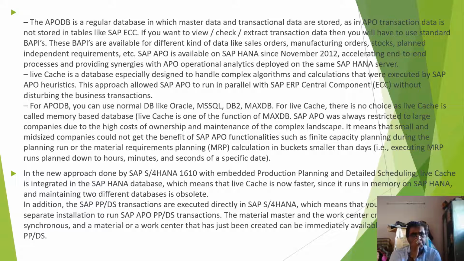In the new approach, done by SAP S/4HANA 1610 with embedded production planning and detailed scheduling, LiveCache is integrated in the SAP HANA database, which means that LiveCache is now faster since it runs in memory on SAP HANA, and maintaining two different databases is obsolete. In addition, SAP PP/DS transactions are executed directly in SAP S/4HANA, which means that you no longer need a separate installation to run SAP PP/DS transactions.